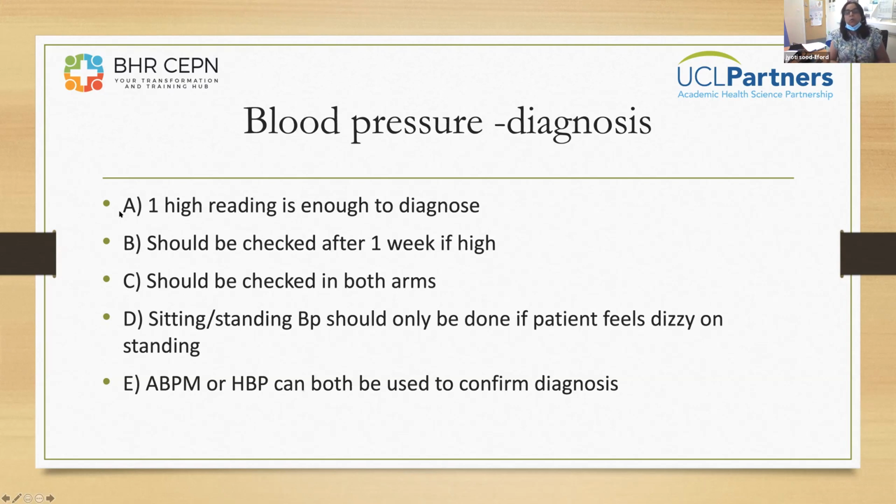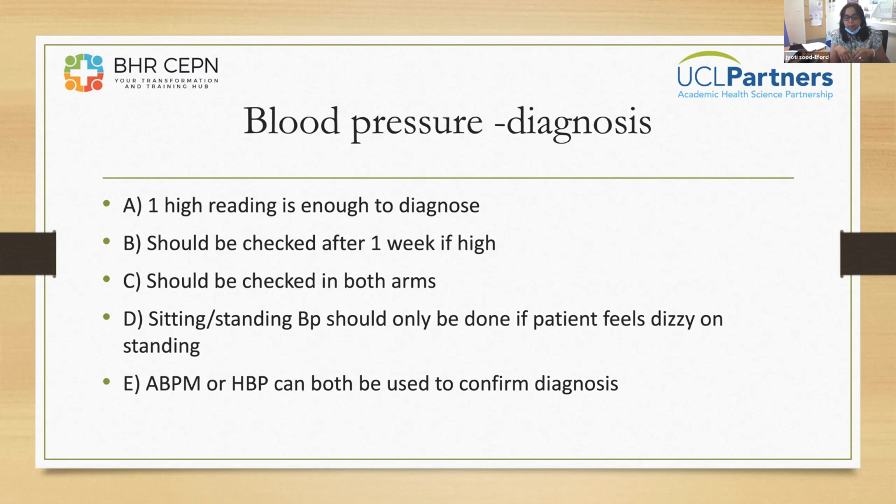And again, although you won't be diagnosing patients, it's important that when you're seeing patients who are non-hypertensives, you understand how to and where to signpost them in which group and risk stratification, etc. So in terms of the diagnoses, the first answer is one high reading is enough to diagnose. Should be checked after 1 week if high, should be checked in both arms. Sitting and standing blood pressure should only be done if the patient feels dizzy on standing.